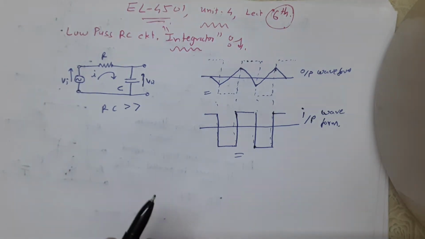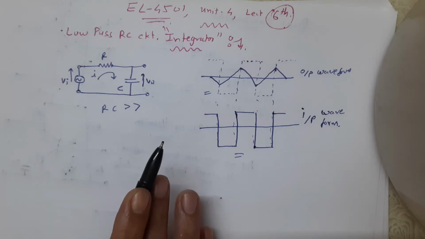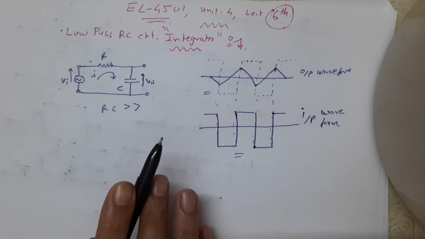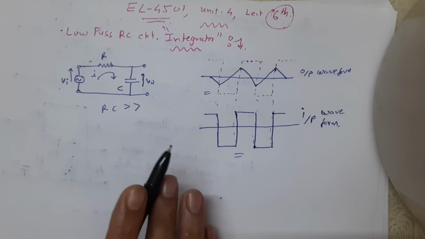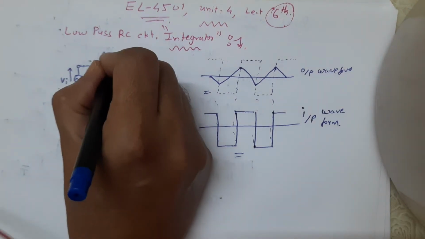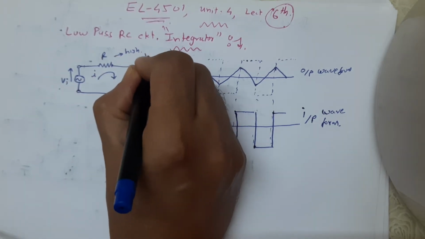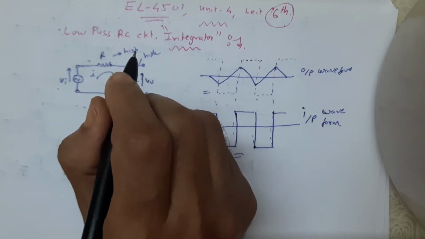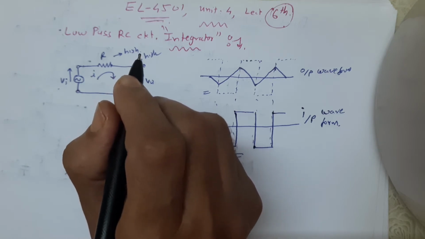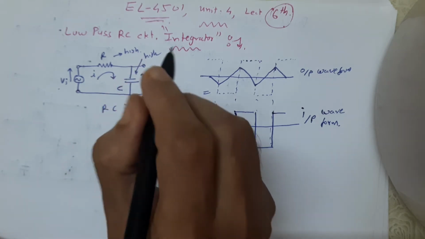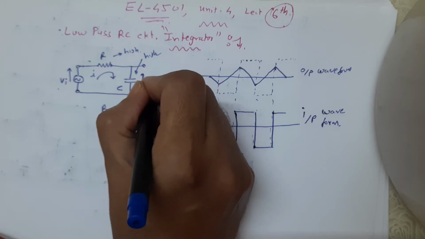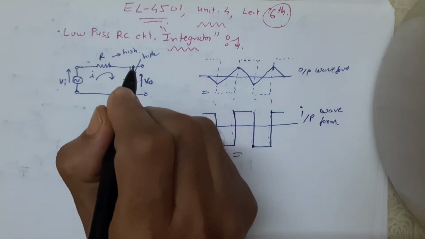Now we discuss the circuit. A low pass RC circuit is given here. It consists of a high resistance in series with a large capacitance. High resistance, this is your very high value of capacitor connected here, and output being taken across the capacitor C. This is your output. It is taken across the capacitor.